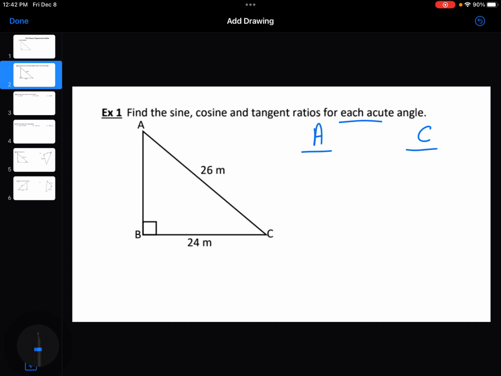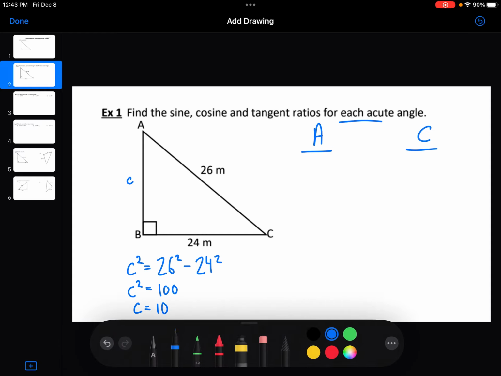Well, we need to find out what this side is. We'll call it side C. Okay, so that's a little bit confusing because when we do our Pythagorean theorem, side C we know is normally the longest side. But here we could say that C squared equals 26 squared, the longest side, minus 24 squared, which we get C squared is equal to 100, and then C is equal to 10. So now I know that this is 10, so what I'm going to do is I'll write 10 in there instead of C.